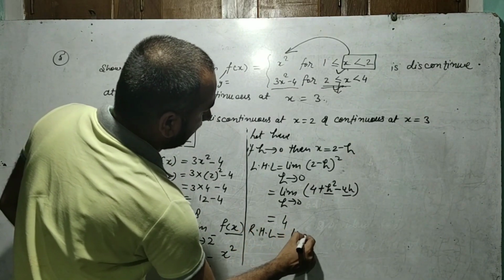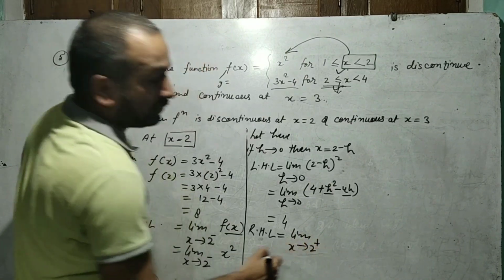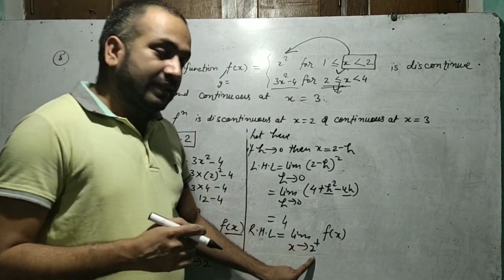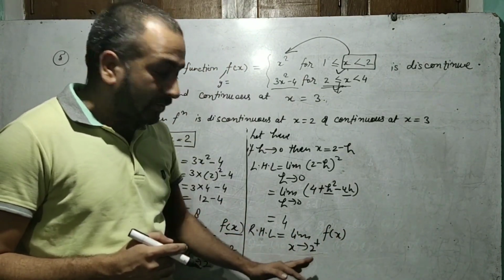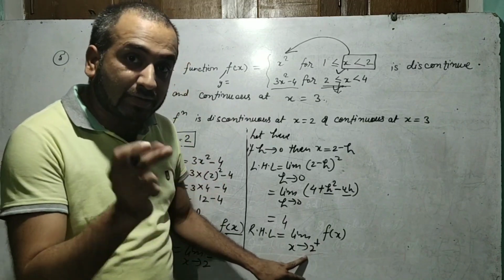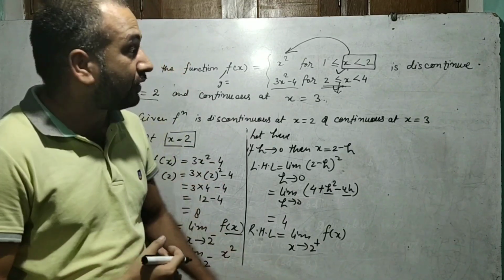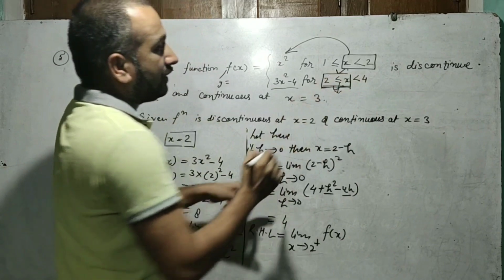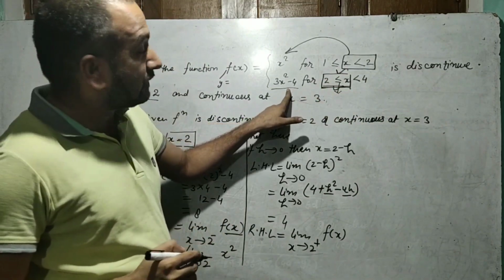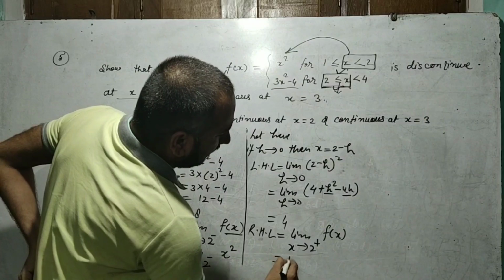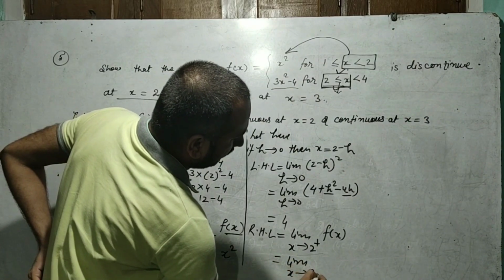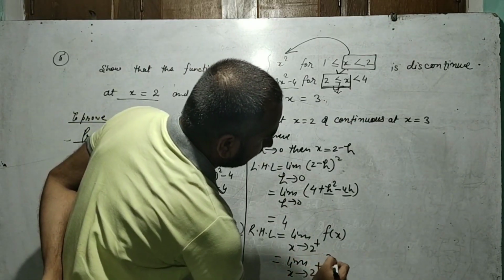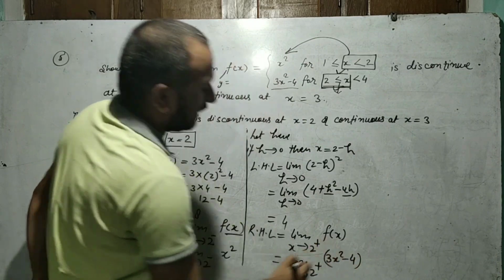The RHL will be the limit as x tends to 2 plus, right? So we need to find the function f(x) here. At this point x is approaching 2 plus, meaning the value of x should be greater than 2. So where is x greater than 2? x is greater than 2 here. So the function for this is 3x square minus 4. The limit as x tends to 2, your f(x) is 3x square minus 4. Is it clear, students?